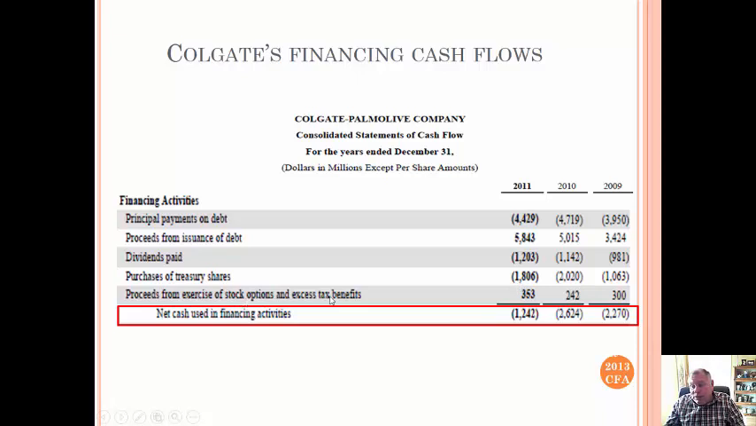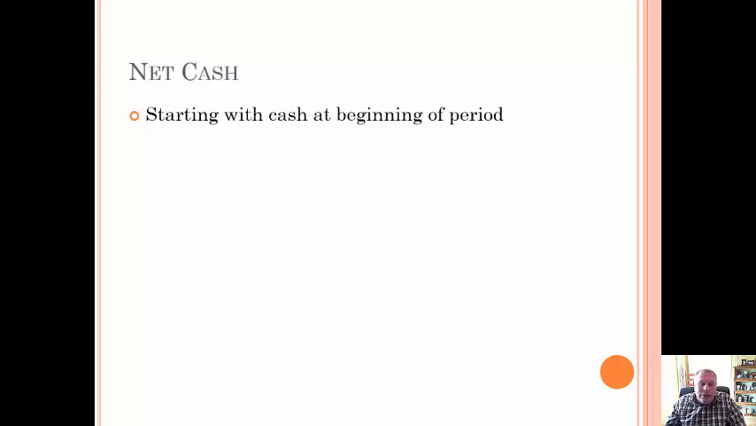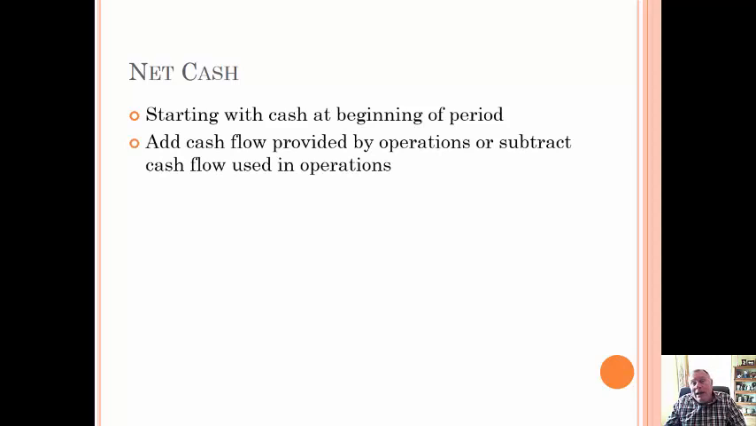Okay. And proceeds from exercise of stock options and excess tax benefits, provided funds. Proceeds from when somebody exercises a stock option, they have to make a payment for them at the strike price, okay? And they get the gain between the stock price and the market price. But we can see how they have used cash for financing activities. Other. What is it? We always want to know what it is. Now, as I said in the beginning, it's net cash. So we're starting with cash at the beginning of the period. We add cash flow provided by operations or subtract cash flow used in ops.